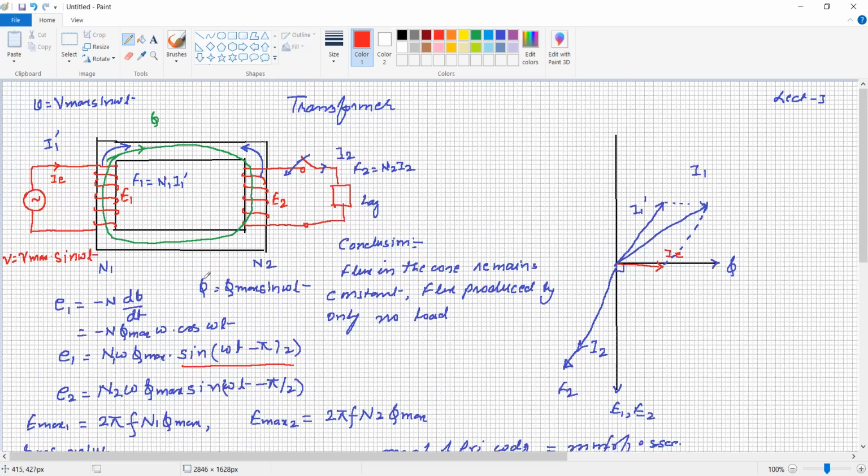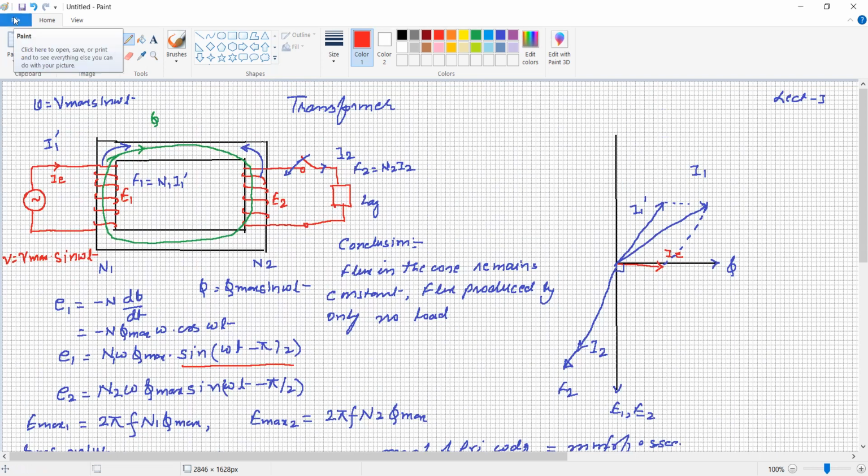The third point is that the primary volt ampere rating and secondary volt ampere rating are the same, or you can say that the kVA rating of the primary winding and the kVA rating of the secondary winding are the same. Now we will consider the practical case. What is the practical case?